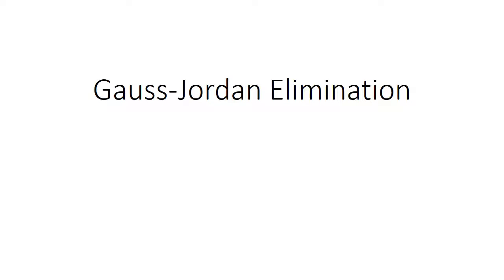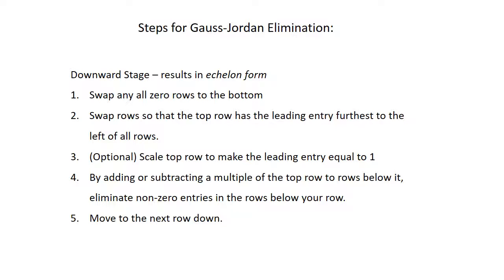In these videos, we're going to practice Gauss-Jordan elimination. In Gauss-Jordan elimination, there are two stages, a downward stage and an upward stage. In the downward stage, we're going to begin by swapping any rows that are all zeros to the bottom of our matrix.